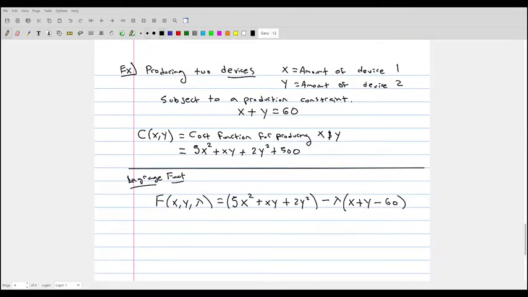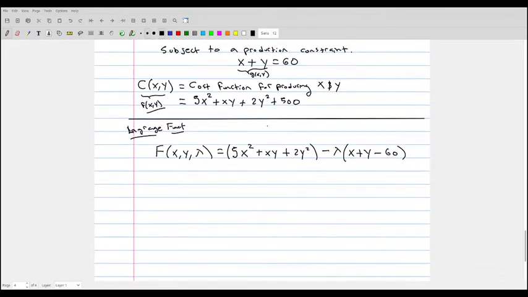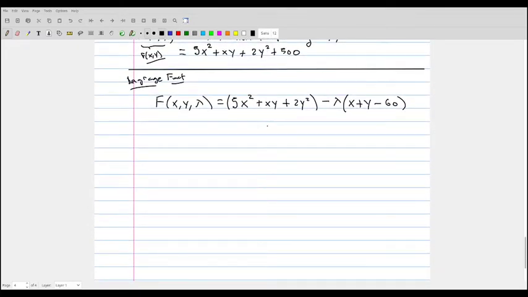Because our function lowercase f of xy that we're optimizing is this cost function. We want to find the optimal cost, right? When we have this constraint right here. So this is our constraint function, g of xy. So our Lagrange function will take this form right here, where this is our f of xy minus lambda times g of xy minus c.